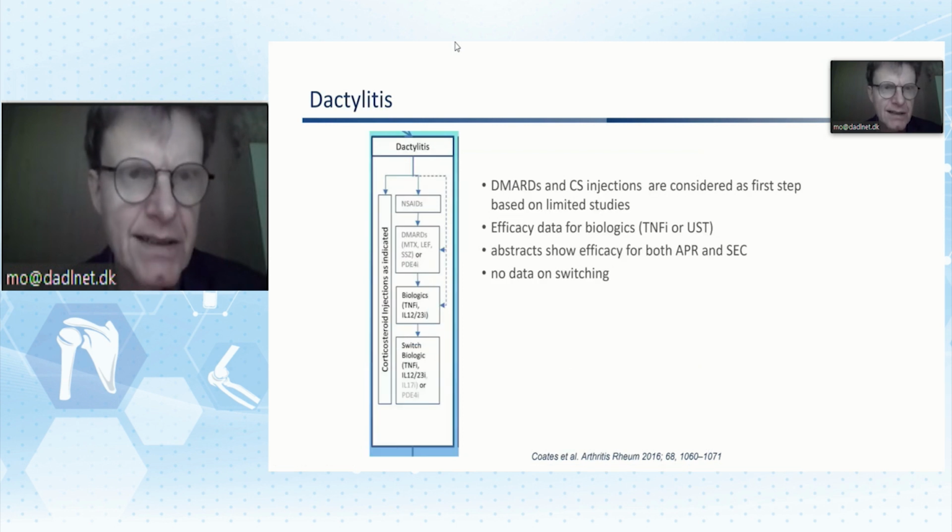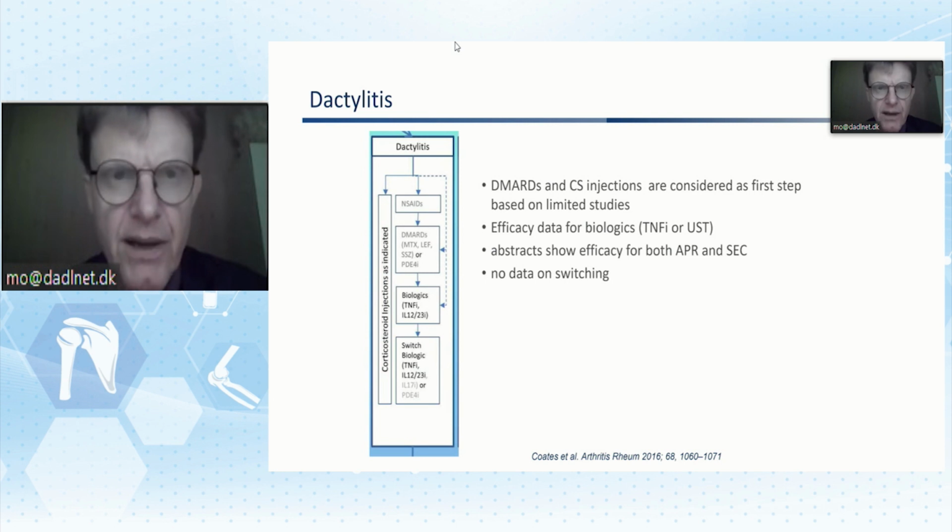Then dactylitis, the sausage fingers and toes, then conventional DMARDs and steroid injections are considered as a first step based on some data showing evidence for improvement there. There's also efficacy data for biological therapies at that time point, and that's ustekinumab and TNF inhibitors. That's why that is mentioned here with black color in the graphic.